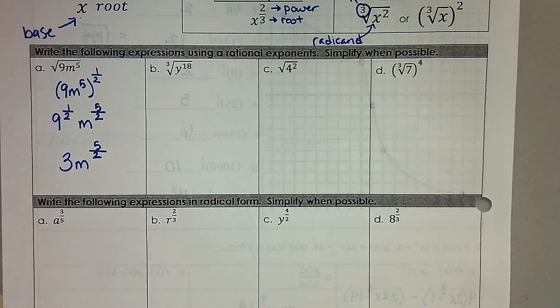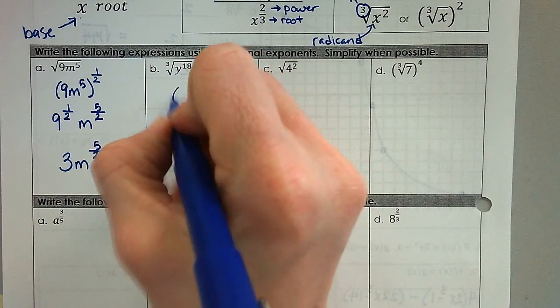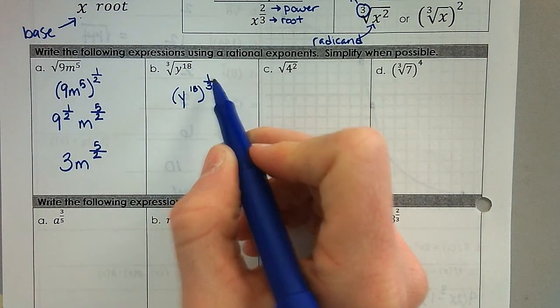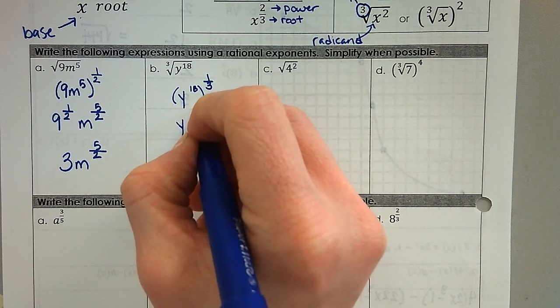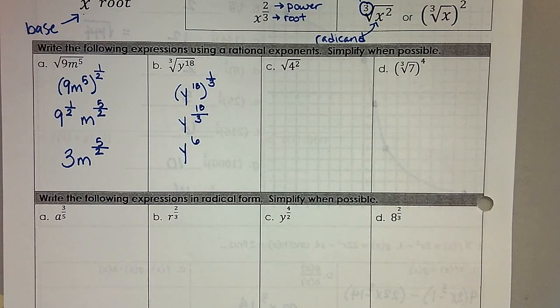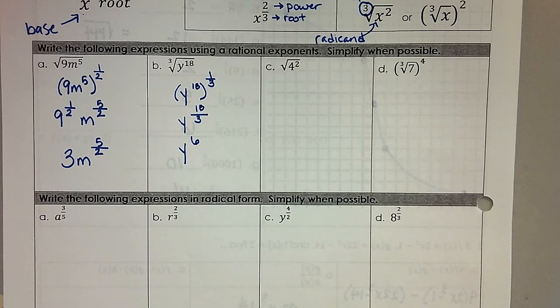For B, that's the cube root of y to the 18th. So I could say y to the 18th raised to the what? 1/3. Excellent. 18 times 1/3 is 18 over 3. And what is 18 over 3? y to the 6th. Good. The power always goes to the top, and the root's like the bottom, like the roots of a tree, they're under the ground. You can just put the power over the index. That's exactly what you just did.